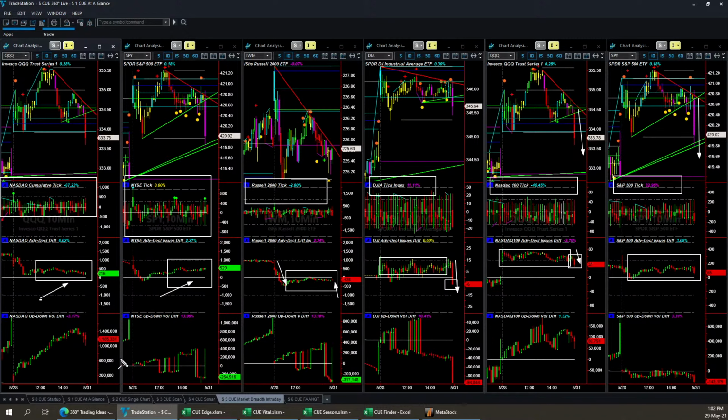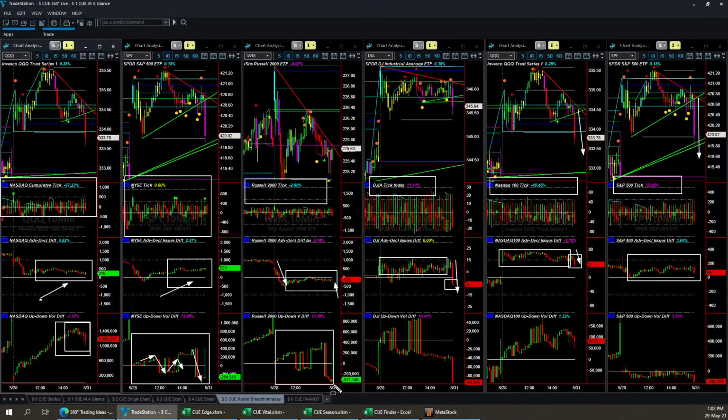Up-down volume is also giving a mixed picture. Nasdaq up-down volume positive throughout the day and remained quite positive at the close. NYSE is giving a very mixed picture, partly maybe because of the long weekend. Not a bullish picture in up-down volume for NYSE.